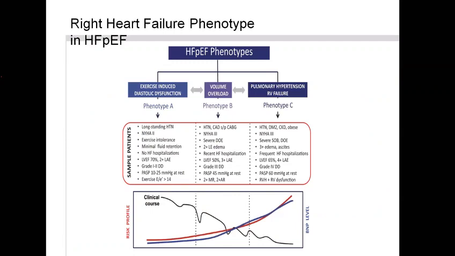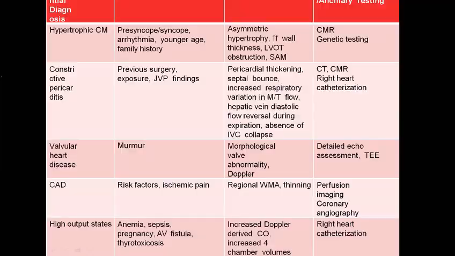So, depending on this, you have these three phenotypes. One is just an exercise-induced diastolic dysfunction. And then the severe type is, of course, pulmonary hypertension and RV failure. And in between, you have this volume overloaded phenotype. The exercise-induced one is the most difficult to diagnose. But like we discussed, you can use echocardiography, especially exercise echocardiography, to make the diagnosis easier. The treatment depends on a lot of things, so we will not get into it.